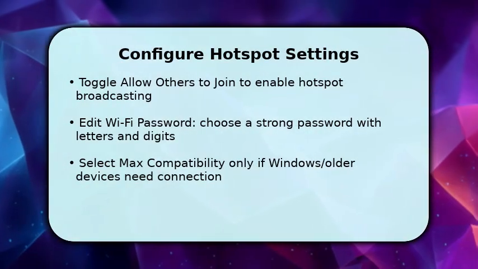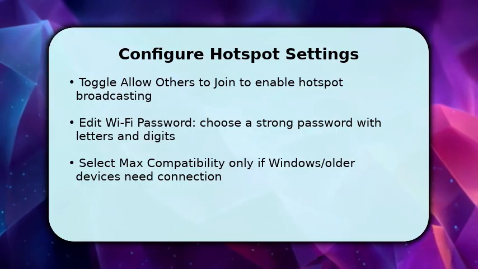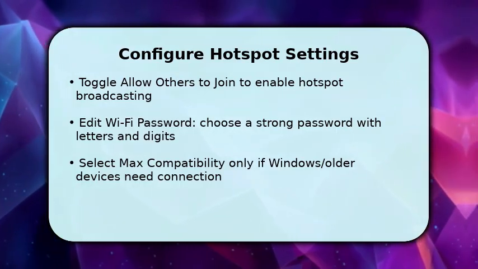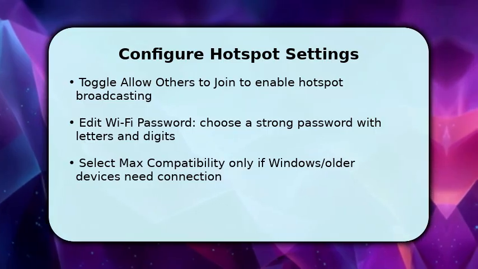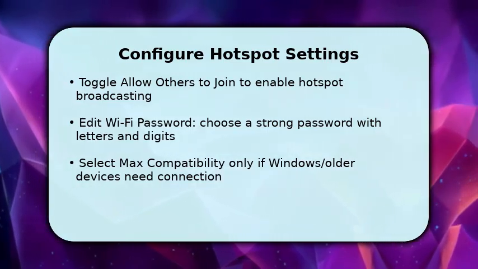Now configure how your hotspot behaves. Toggle Allow others to join so the iPhone broadcasts a network. You'll edit the Wi-Fi password to a memorable but strong string with letters and digits. This protects your connection and prevents unwanted data use.